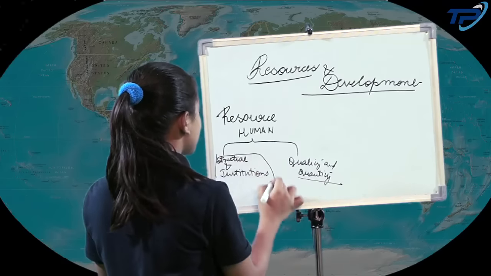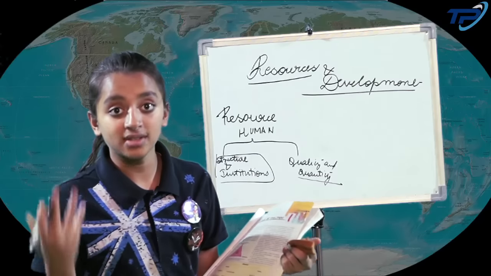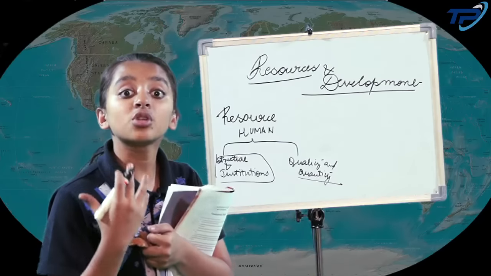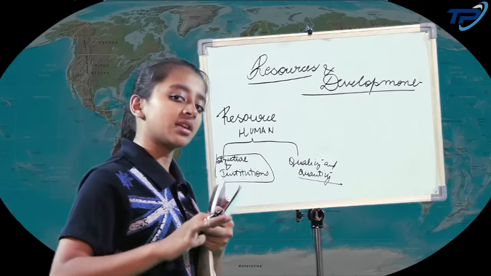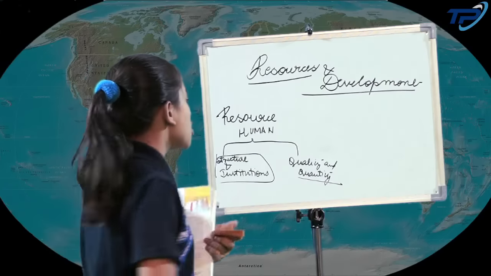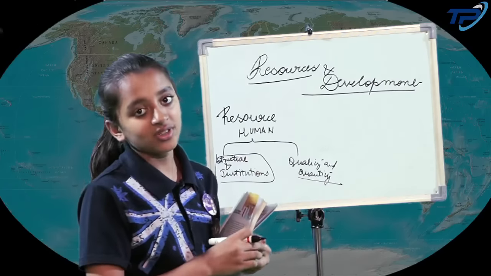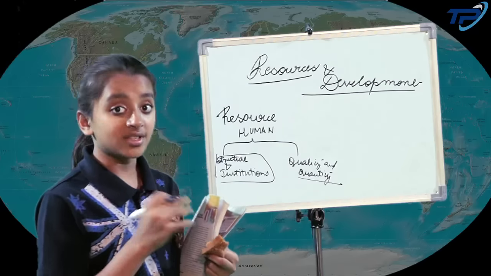And then structures and institutions. As humans, we have brains, so we set up structures and institutions which are going to help us. This comes in the second part of our segregation. So you see, this is how we segregated the resources on the first type.